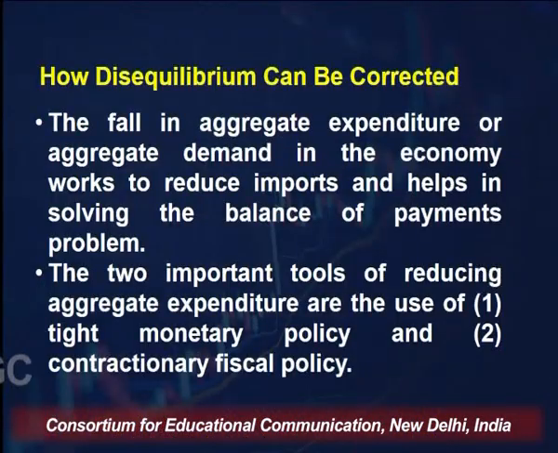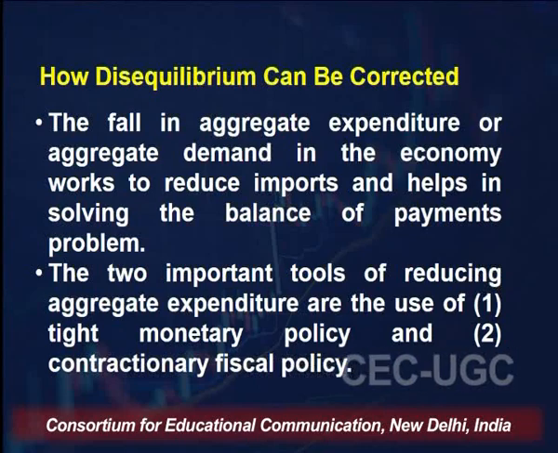And second is contractionary fiscal policy, which will also have a similar type of impact on demand. Now, tight monetary policy is often used to check aggregate expenditure or demand by raising the cost of bank credit and restricting the availability of credit.